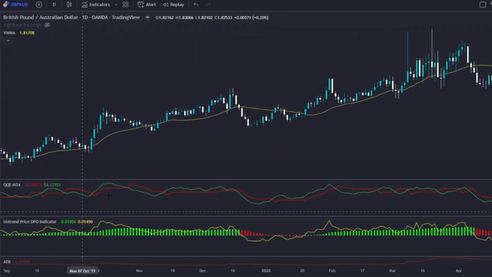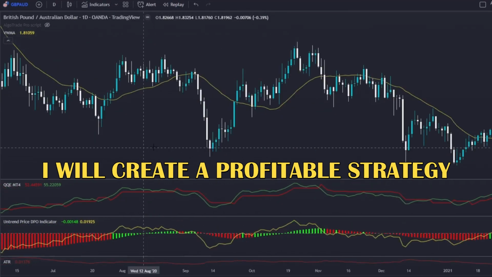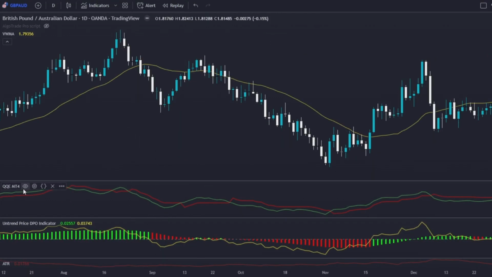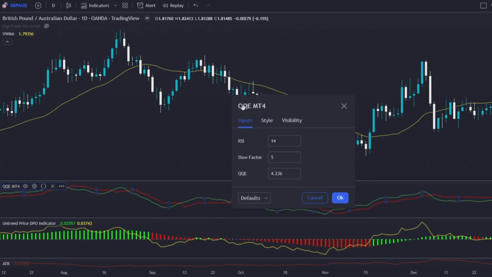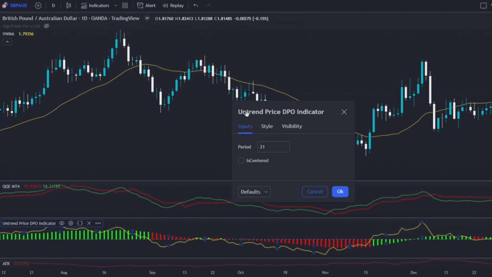Now, at the subscriber's request, I will create a system that will improve the indicator's efficiency and which will be simple for any of you to use. So, the main indicator on our system, it's easy, will be the QQE indicator with the default settings. Next, I will add a secondary confirmation indicator, which in this case is the detrended price DPO indicator.